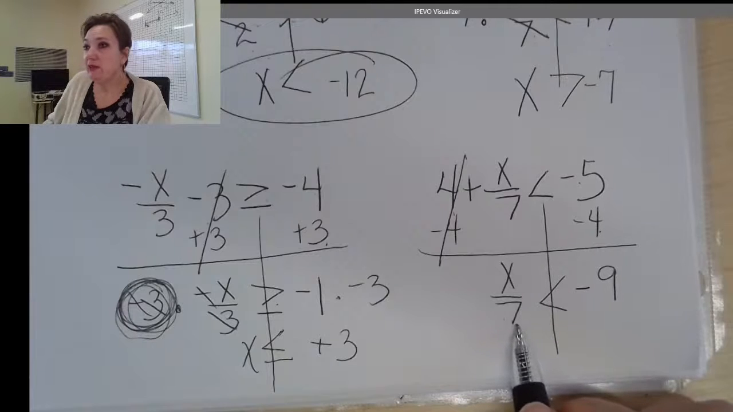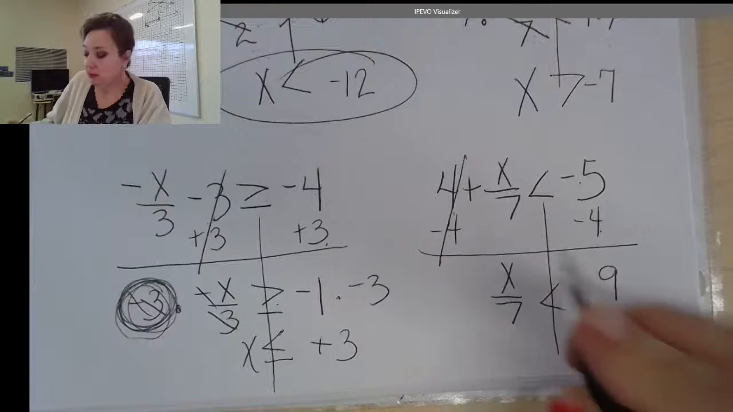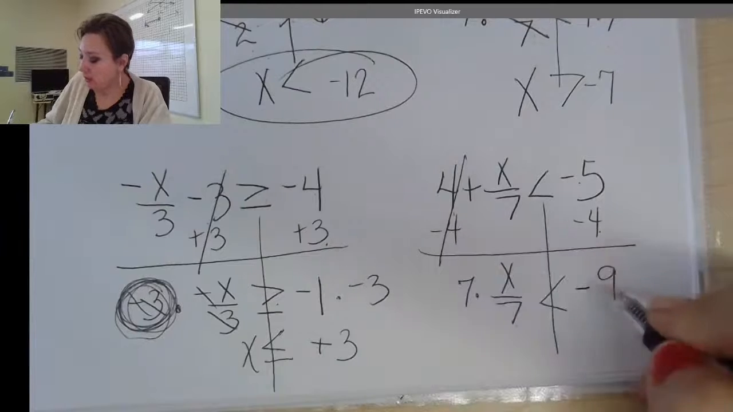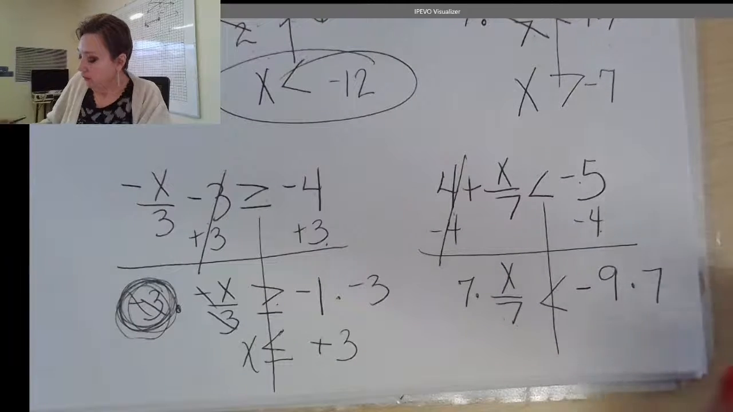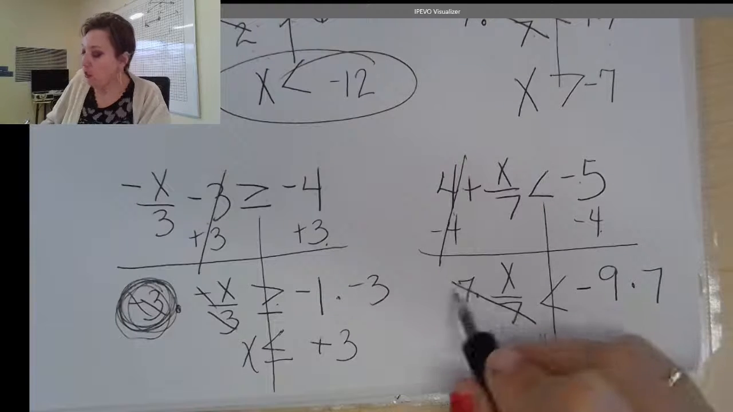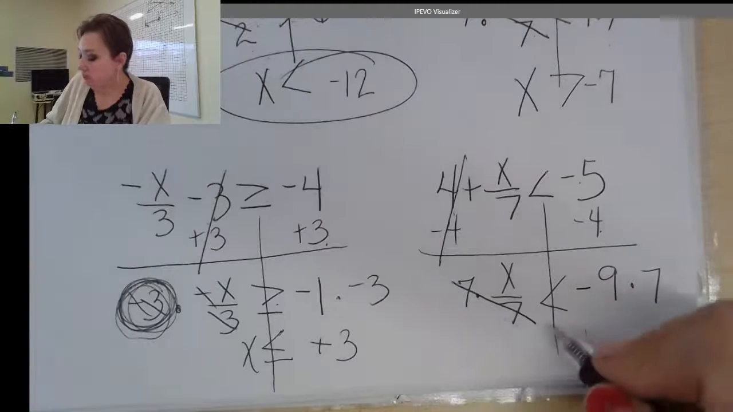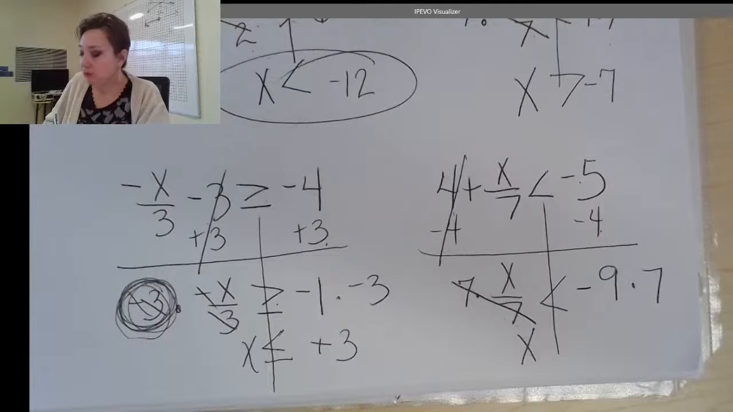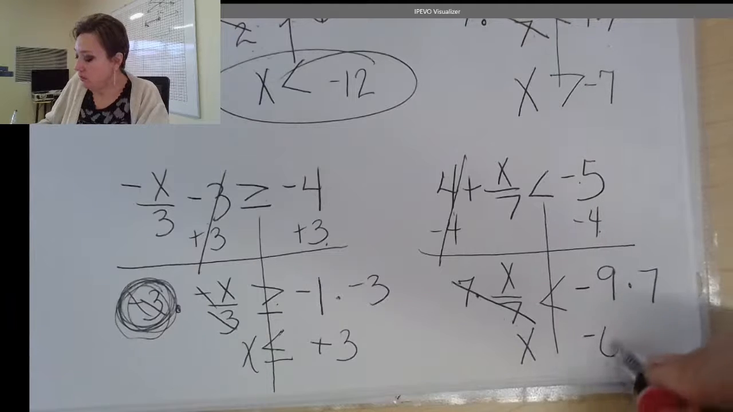Get rid of that 7. How are we going to get rid of that 7? Multiply by 7. Okay, so it's going to cancel those guys out. Notice I didn't multiply by a negative this time. Just pointing that out. And this gives me negative 63.